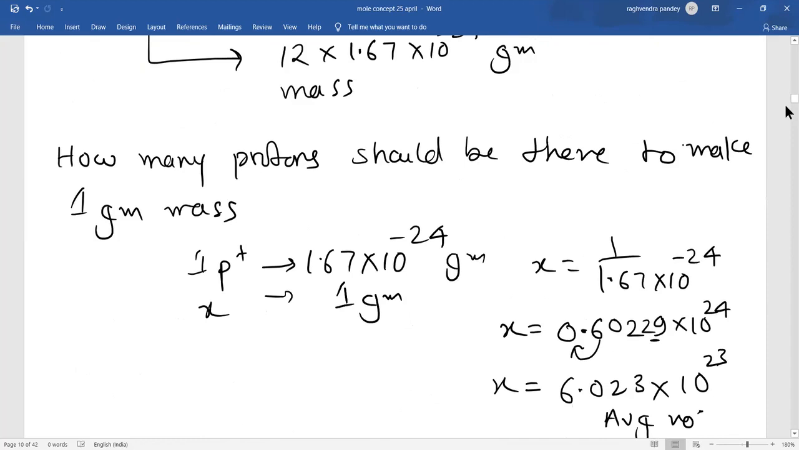Okay, so this number means these number of protons, when they are at the same place, will make 1 gram of mass. Just in the case of stones, the number was 66.67. Here the number is 6.023 into 10 power 23.